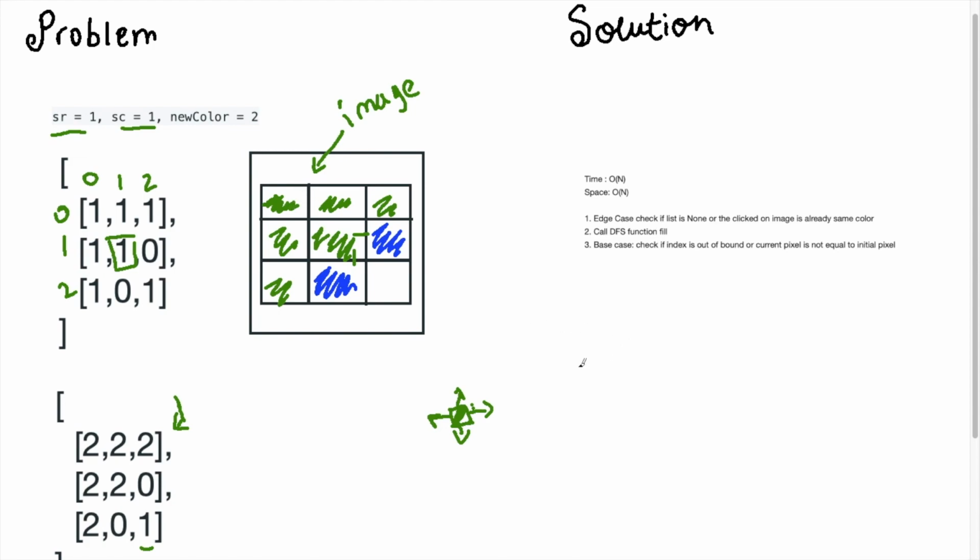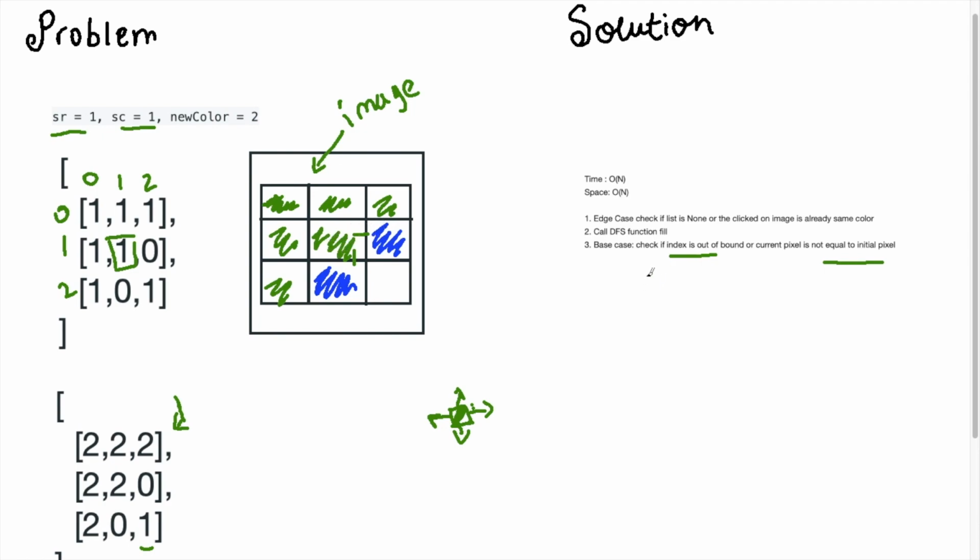So in that case, we need to check if our index is out of bounds or if our current pixel is not equal to our initial pixel. So if we are at this blue position, we will return because we cannot color this blue pixel. It's already a different color, so we don't want to color something we didn't mean to color green. We are only coloring green for the white spots.